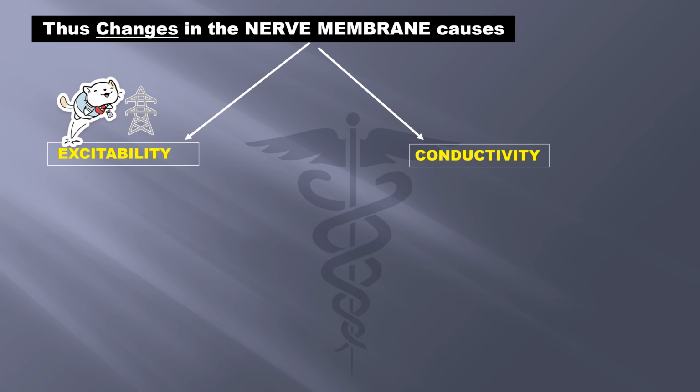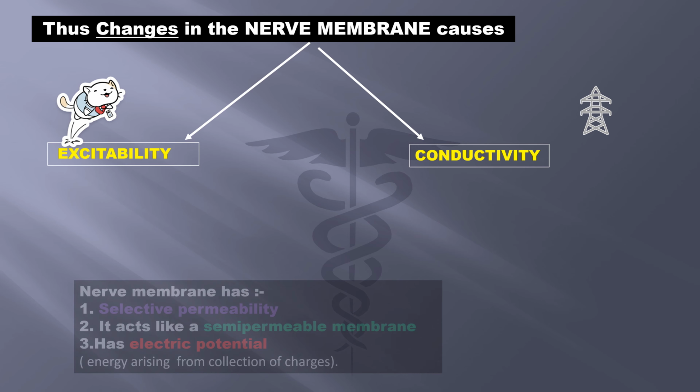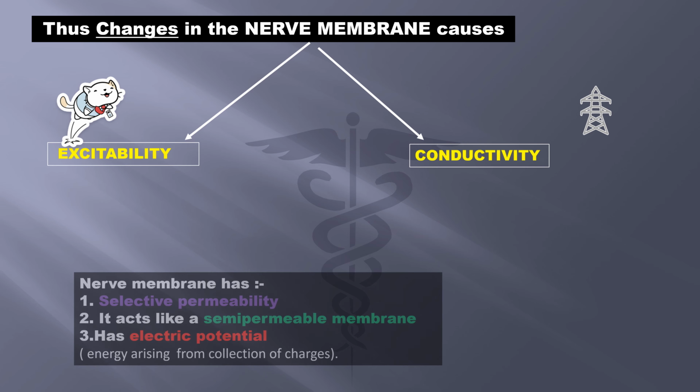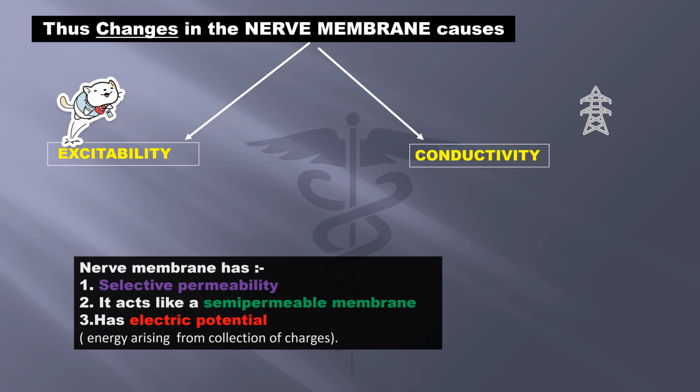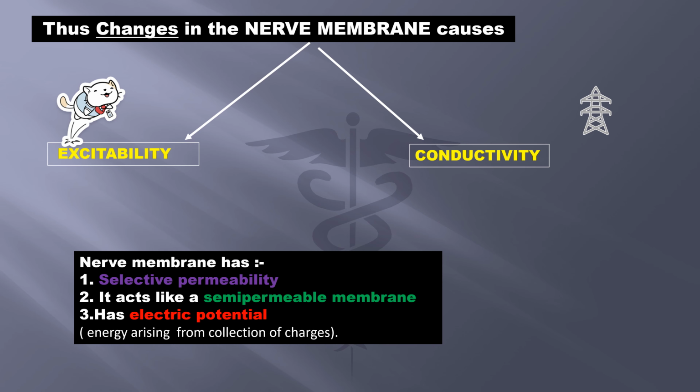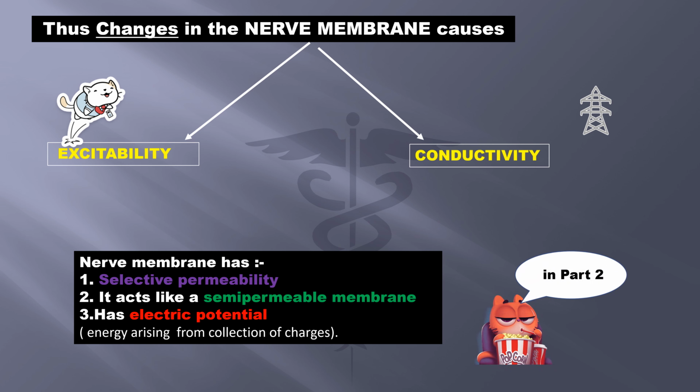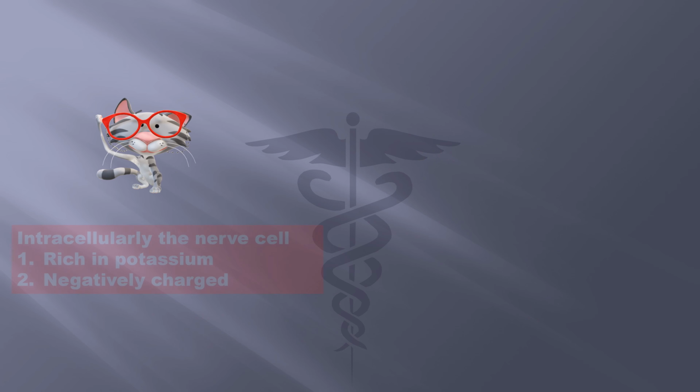Thus, changes in the nerve membrane cause excitability and conductivity. Nerve membrane has selective permeability. It acts like a semi-permeable membrane and has electric potential, that is, energy arising from collection of charges. All these features of the nerve membrane are going to be covered in detail in part 2.